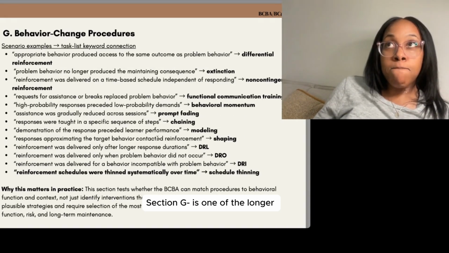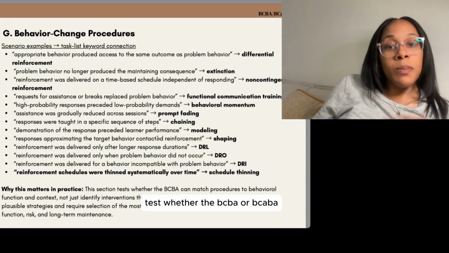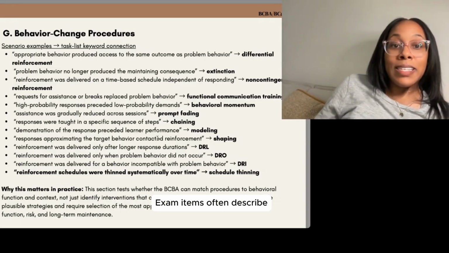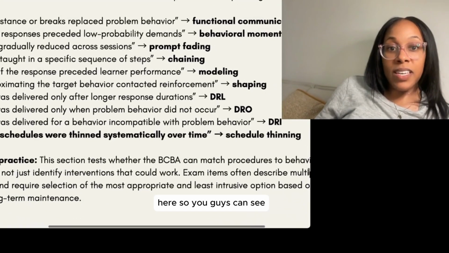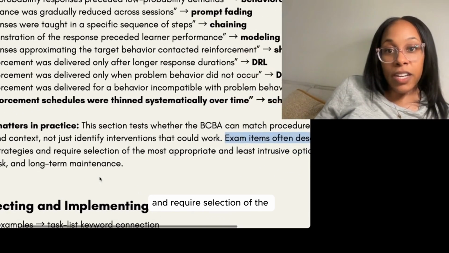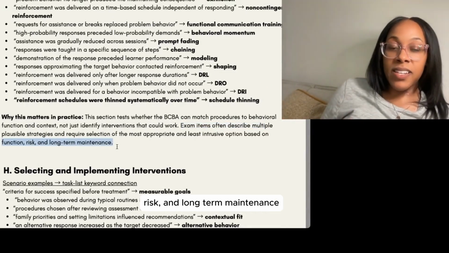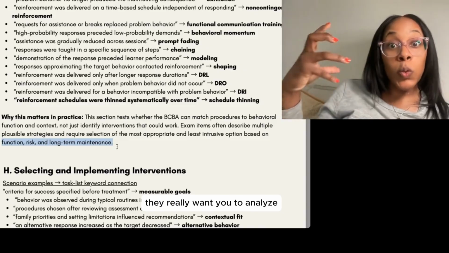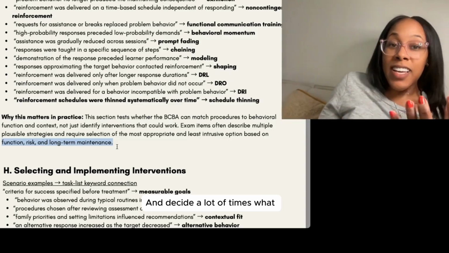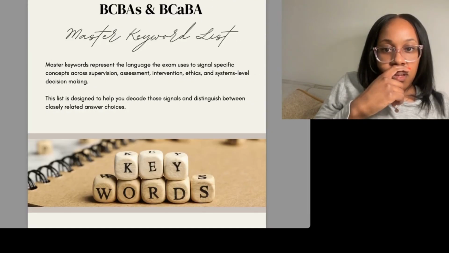G is one of the longer ones on the task list, I believe, for BCABAs. But this section, as I wrote here, tests whether the BCBA or BCABA can match procedures to behavioral function and context, not just identify interventions that could work. Exam items often describe, and I'm going to zoom in here so you guys can see, multiple plausible strategies and require selection of the most appropriate, sometimes the least intrusive option based on function, risk, and long-term maintenance. So the tough part about the BCBA exam is they really want you to analyze. They want you to look at the data and the information they're giving you, and decide a lot of times what is the next step, what is best. So these are meant to help you pay more attention to those sections.